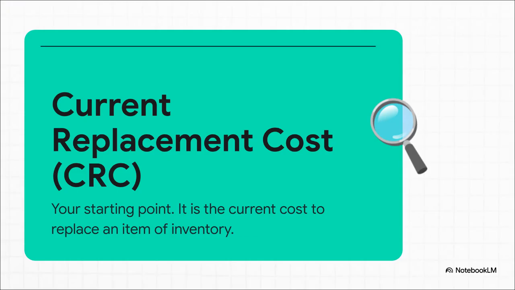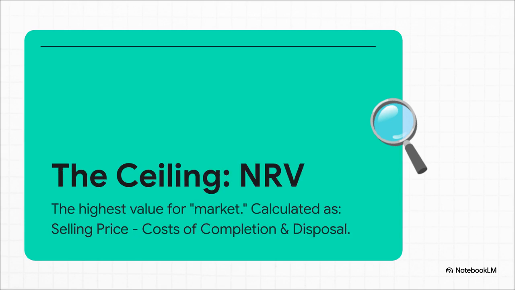Our starting point, our default number, is the current replacement cost, or CRC. Just think of it like this. If you had to go out and buy that exact same inventory today, what would it cost you? That number is your CRC. But we can't just use that replacement cost by itself. It's got some guardrails. The first one is a ceiling, and that's the net realizable value, or NRV. This is the absolute highest value our market number is allowed to be.